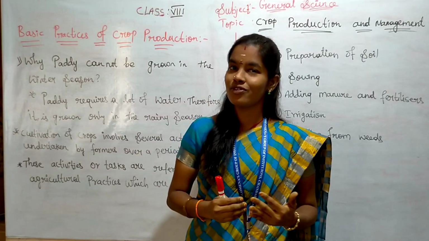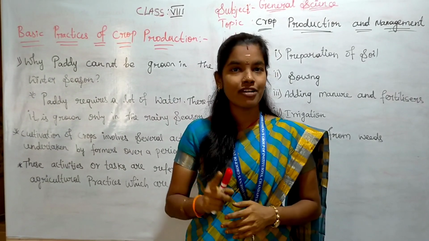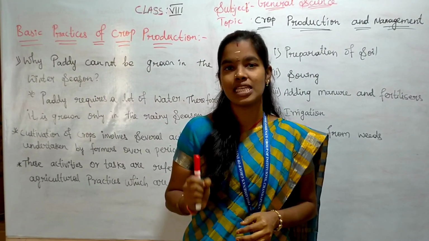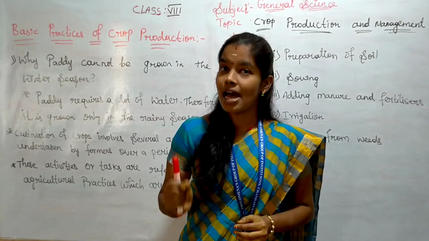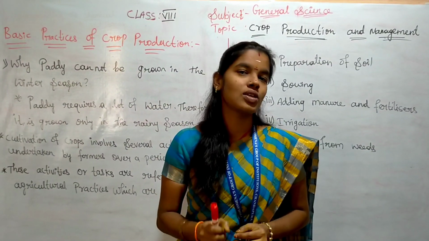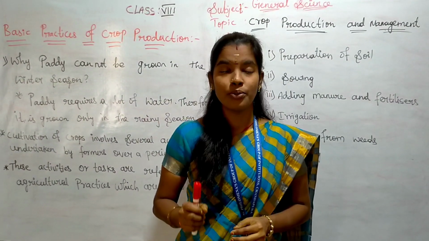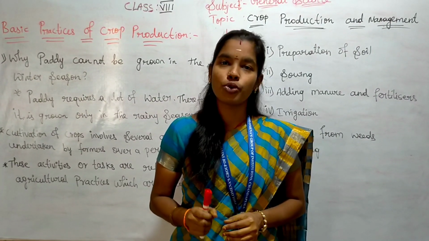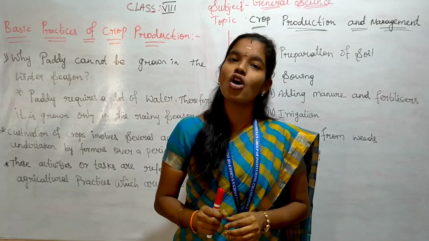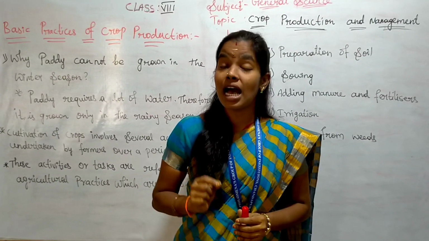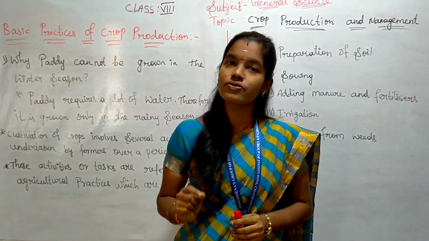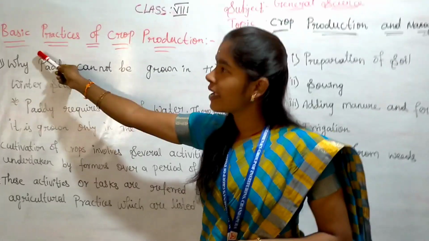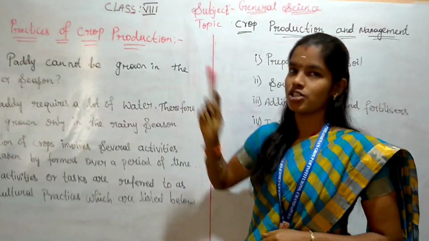Before that, as usual, we will discuss some GK questions. The first one is, which is the largest pulse producer state in India? The answer is Madhya Pradesh. Second one, the eyes of potato are useful for vegetative propagation. With that, we'll start today's topic, basic practices of crop production.